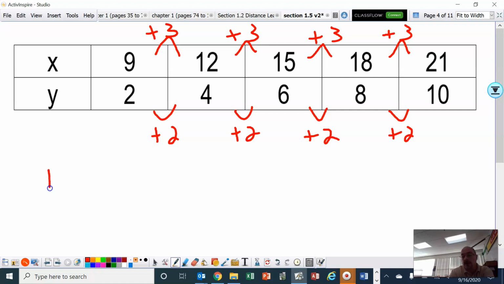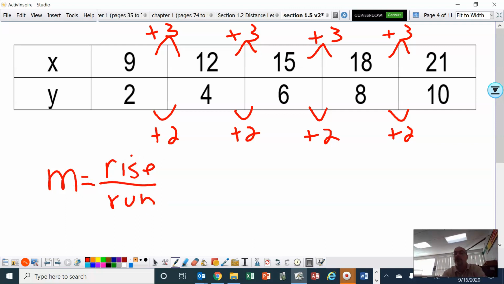Now I can talk about my slope, rise over run. Hopefully I didn't confuse you when I said rise just a little bit ago. So here the rise is the y value, remember. What's the y value going up by? That's 2. The x values are going up by 3, that's the run. So in this situation, it's 2/3.